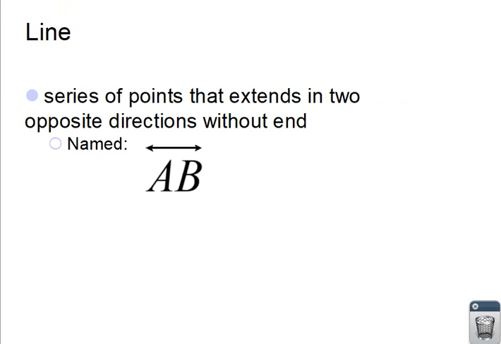All right, a line. This is a series of points that extends in two opposite directions without end. They go on forever. So when you see them on a picture, they're going to have arrows on both ends. If you remember from algebra last year, when you graphed lines, they told you to put arrows on the ends of them because they kept going forever. When we name a line, you're going to name it by 2 points on the line. So let's say this line up here had a point A and a point B. Then we name it line AB and we put a little line above it to show us that it is a line and not something else.